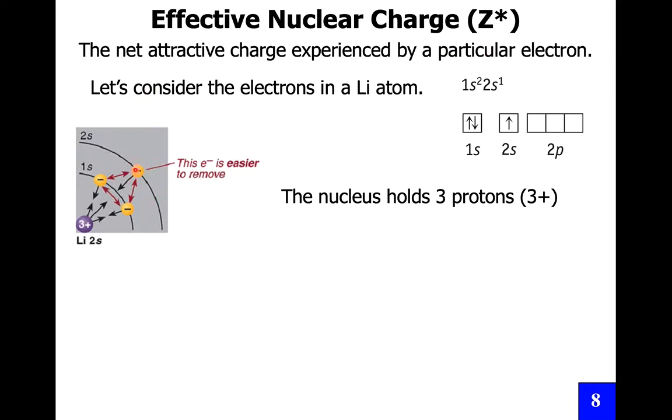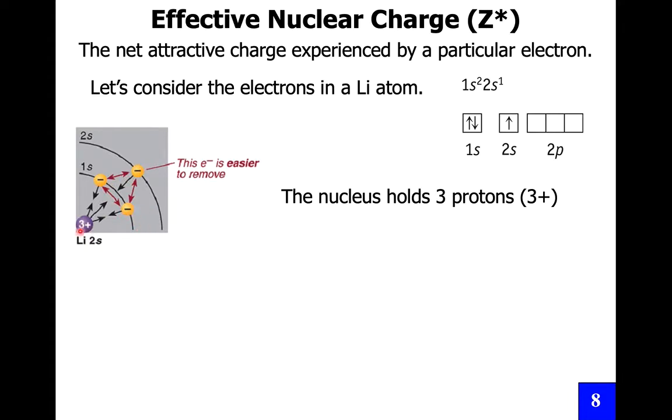And let's talk about this electron out here. If this is lithium, lithium has a total of 3 electrons. The first 2 electrons are in the 1s orbital. The third electron is in the 2s orbital. And you can see right here, the 2s orbital is bigger than the 1s orbital. So this 2s electron is further away from the nucleus on average than these 1s electrons.